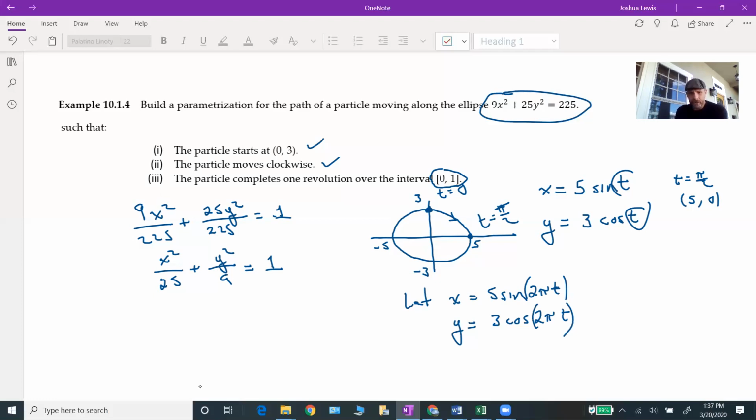Because now at time 0, I'm still at 0, 3. And then what would it take for this to turn out to be pi halves? Well, that would be time equaling pi fourths, t equals 1/4. Oh, 1/4 would get me here, right? That's now time equals 1/4. Right? At 1/4, you get 2 pi fourths, which is pi halves. Same here. And so this parametrization is going to do the trick.